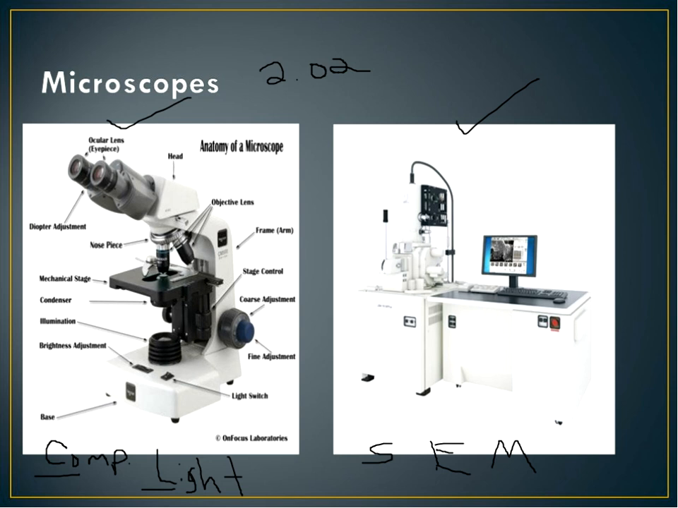Very good. This one right here, the compound light, can see living specimens. It only uses light as the power source, so you can see things without harming them. The SEM, as you can see here in this picture, has to be dead and prepared in gold in order to see it in a 3D black and white image. So they already have to be dead before they're in the scanning electron microscope. So good job there. You may see some questions about those two on the DBA as well.